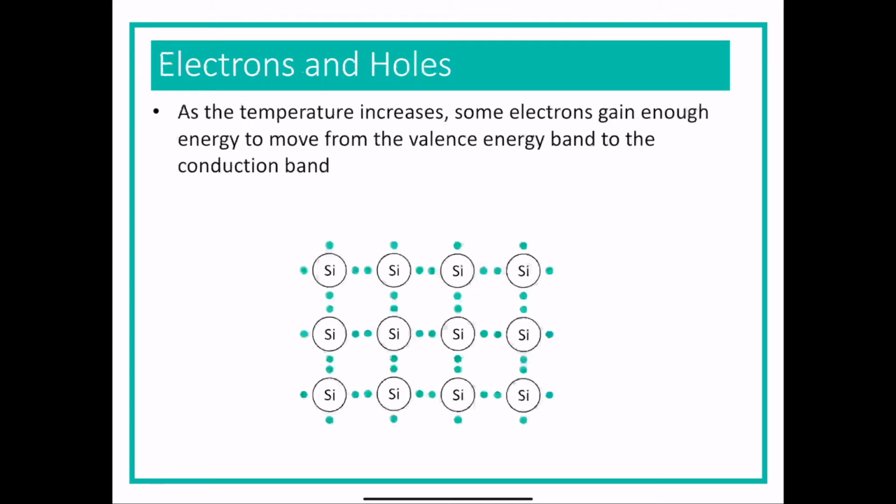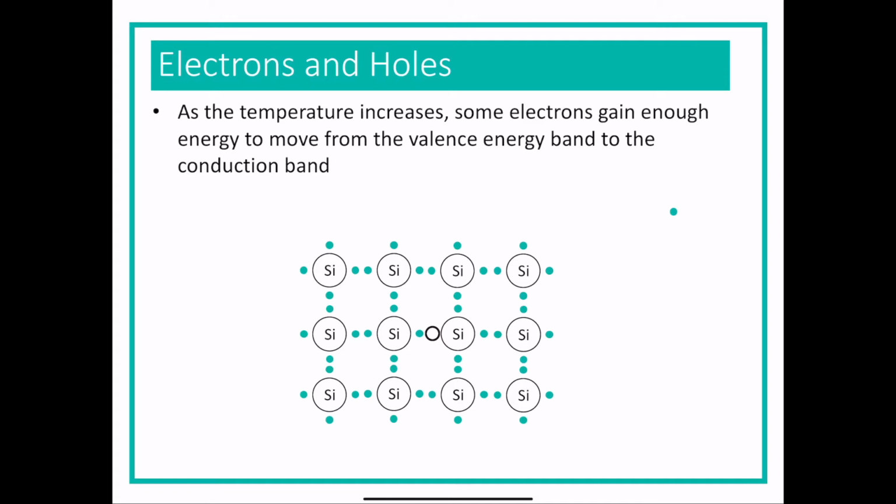But some electrons gain enough energy to move from the valence band to the conduction band. And when they do that, they leave behind a hole. The electron that's up there at the upper right is considered to be more or less a free electron. It's in the conduction band of the structure, but it's free to move around.